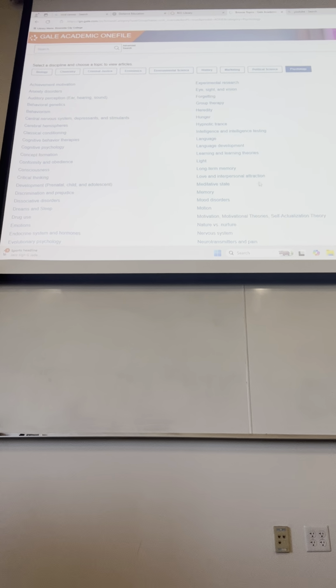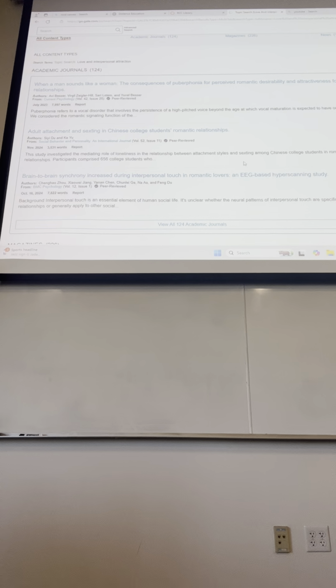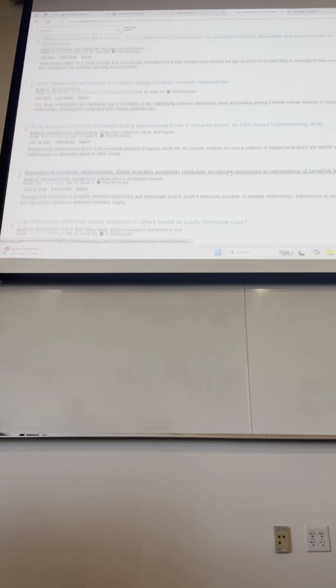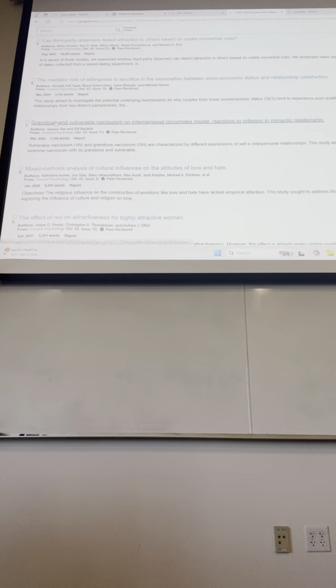I like this one called love and interpersonal, because that's the stage in life that we're all at, according to Erikson and his 8 stages of development. We're either in isolation or intimacy. Last week we talked about sexting, so let's see what other articles we can get into. Let's see. Grandiose and vulnerable narcissism on the interpersonal circumplex model, reactions to criticism in romantic relationships. Ooh, now I'm nosy. Let's see what this is about.